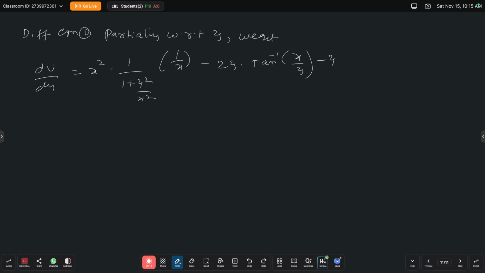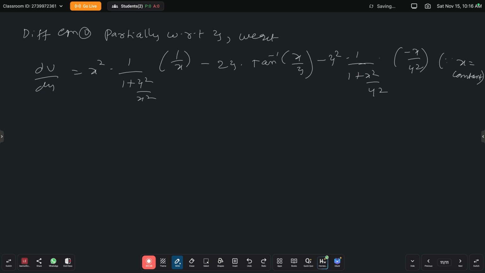Minus y square into 1 by 1 plus x square by y square into the derivative of 1 by y, which is nothing but minus x into y square. So here, with respect to y, the x is a constant, right? The x is a constant.